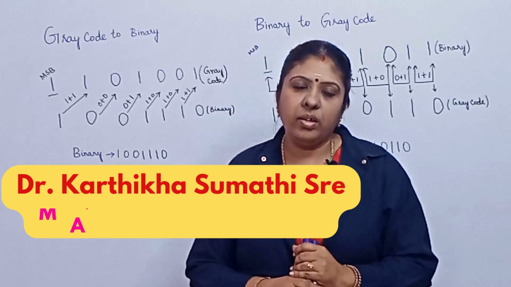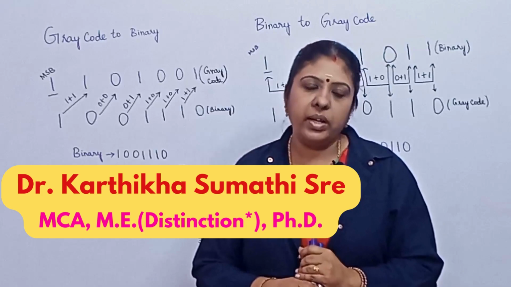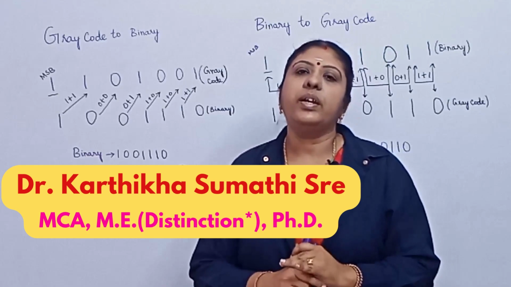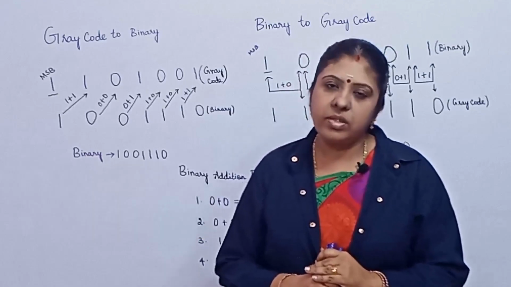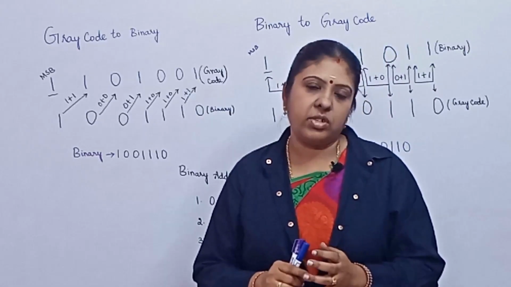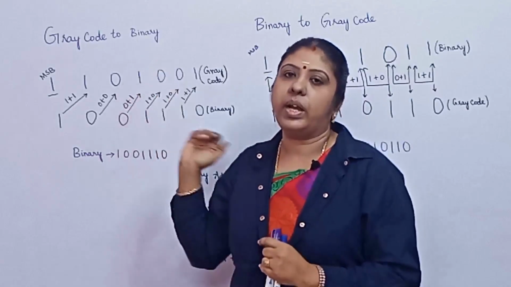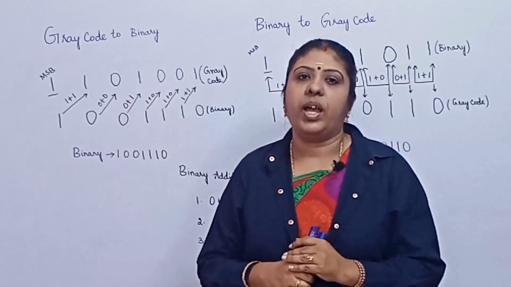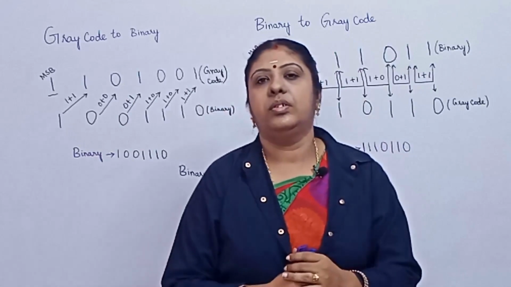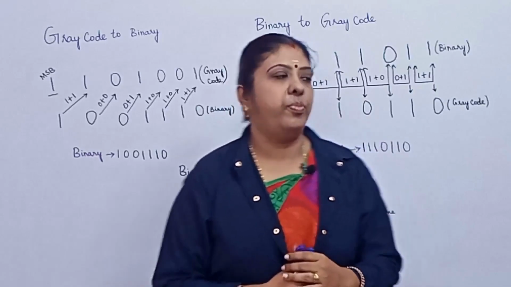In today's video, we are going to discuss gray code to binary and binary to gray code conversion. This can be done in 3 simple steps. First, we want to know about the simple binary addition rules and conversion rules in step 1. In step 2, we can convert the gray code to binary with an example. And next, in step 3, we can convert a binary to gray code with an example. Okay, now let's move on to the video.